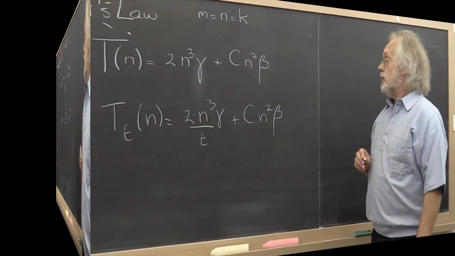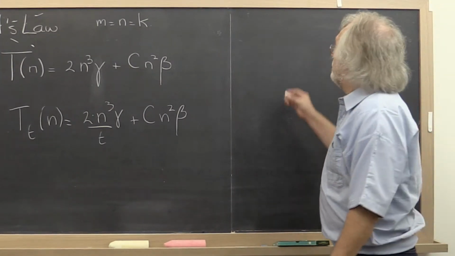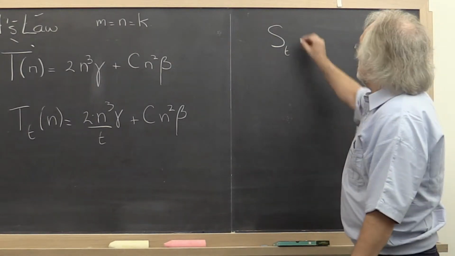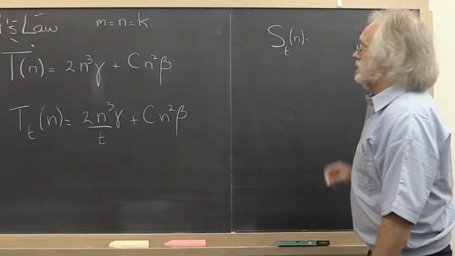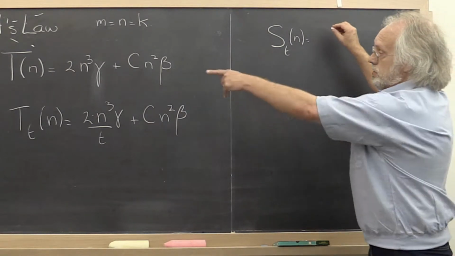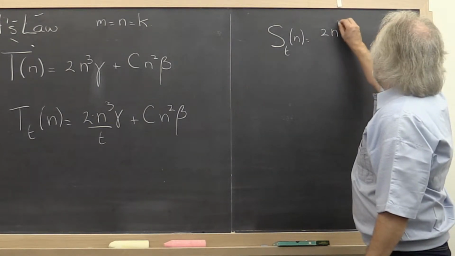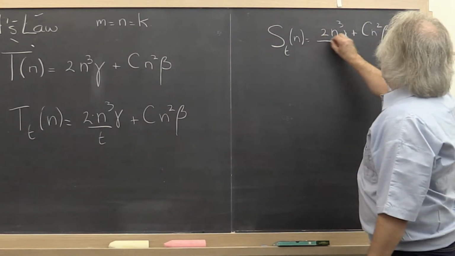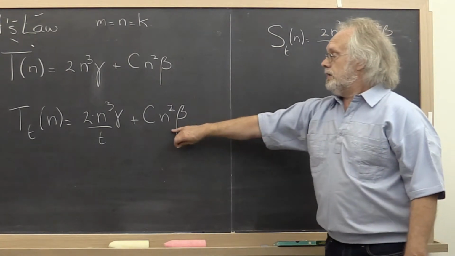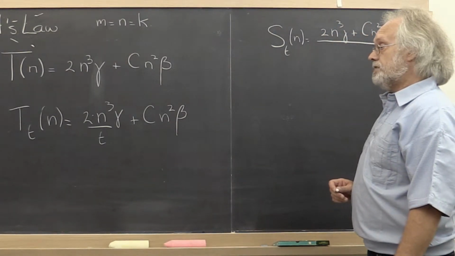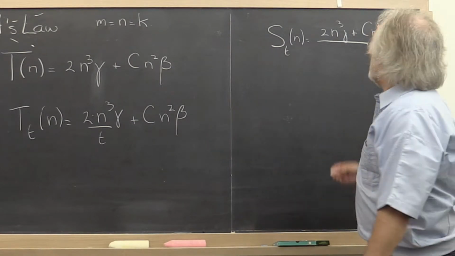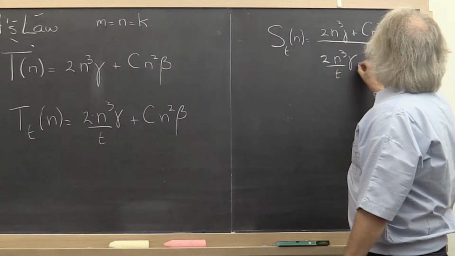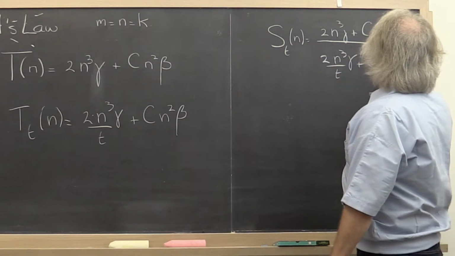Okay, well, let's look at speedup. Speedup then is defined as a function of the number of threads and the problem size to be equal to the sequential time, 2n cubed gamma plus c n squared beta, divided by the time spent when you use t threads. So that's 2n cubed gamma over t plus c n squared beta.